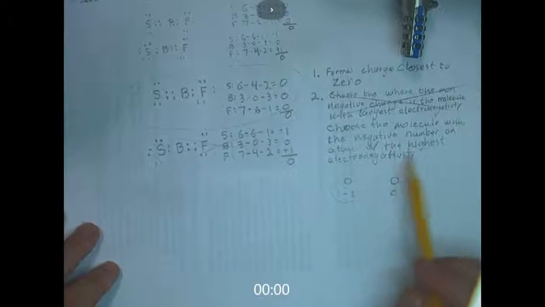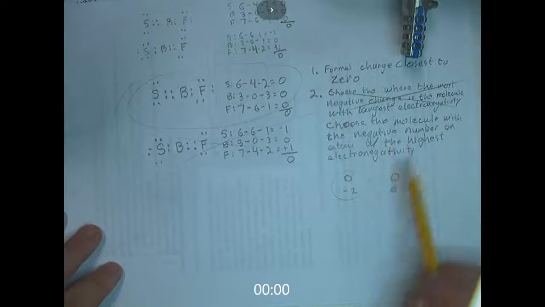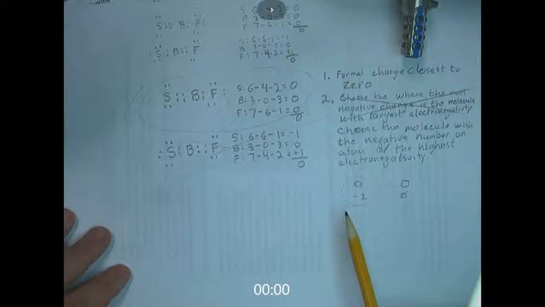So nature does not prefer this one. Nature prefers this one because everything is closest to 0. We didn't have to apply this other law about the most electronegative, so we'll talk about that at some other time. Okay, let's keep rolling here.